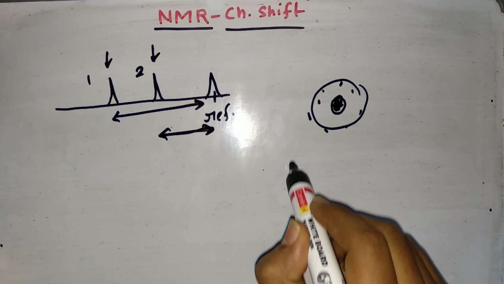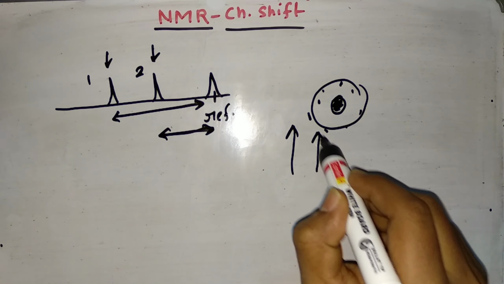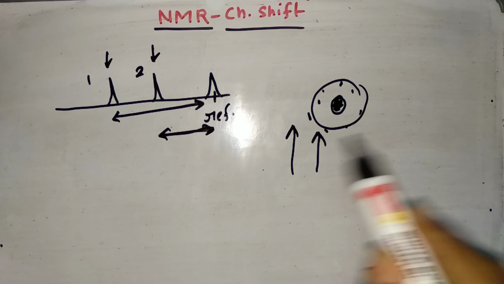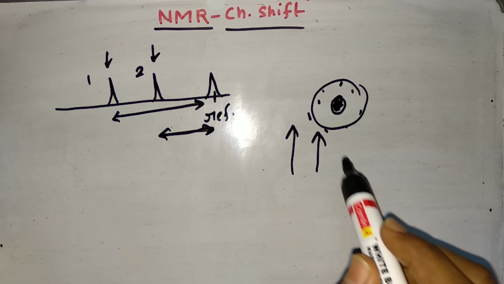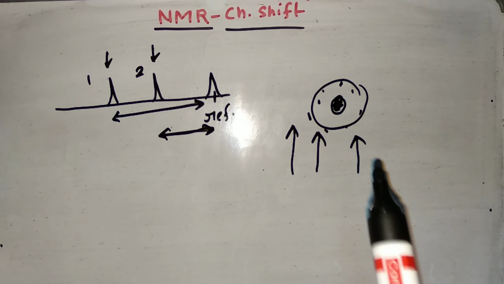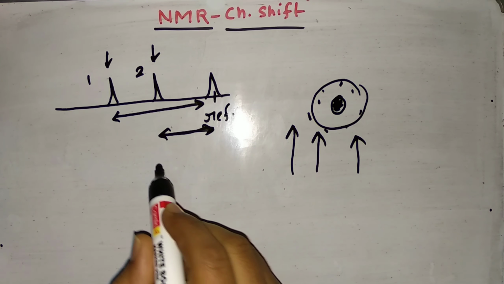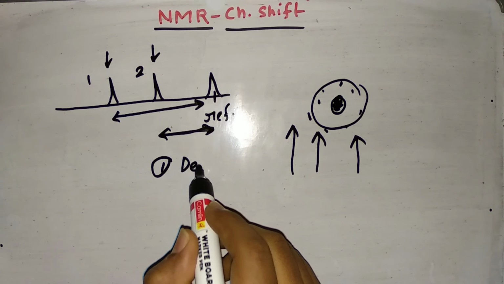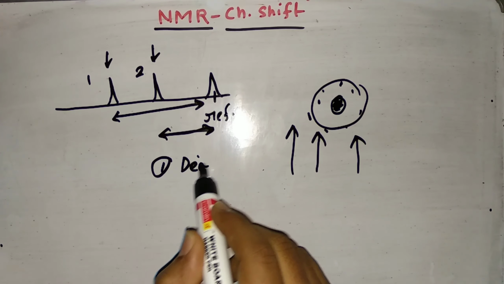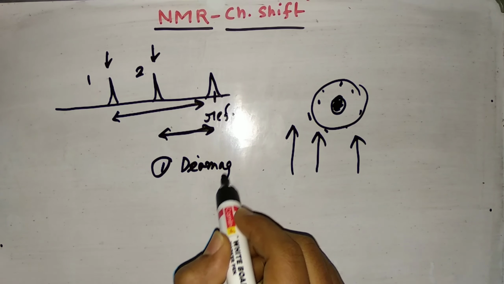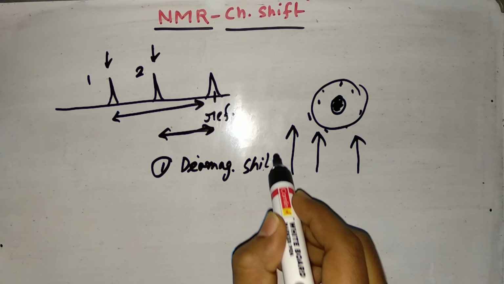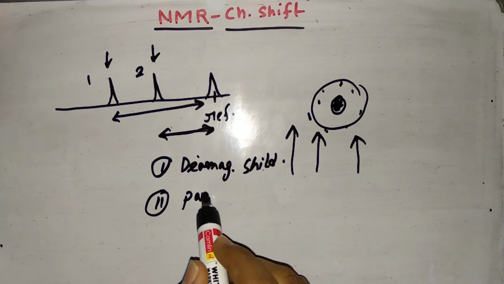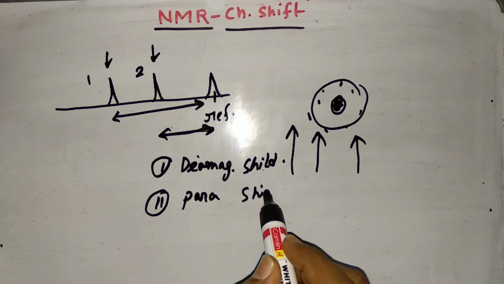So if we apply the external magnetic field on this system, as I have said already in my previous video, then two things may happen. The first case, which we will call diamagnetic shielding, and the second we call paramagnetic shielding.